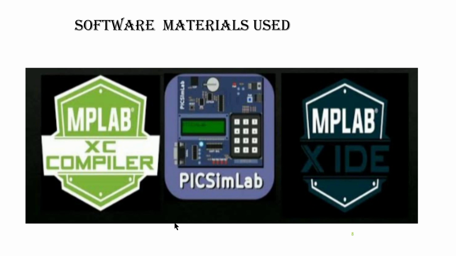Now let us talk about software materials used. They are MPLAB compiler, PICSimLab, MPLAB. Here in a microwave, the software refers to the embedded code running on a microcontroller, typically written in C or assembly, which controls the heating process by managing power levels, time duration, and other functions based on user input. Acting as the brain of the appliance, this allows for pre-programmed cooking settings and user interaction with the display. Now let us talk about PICSimLab.